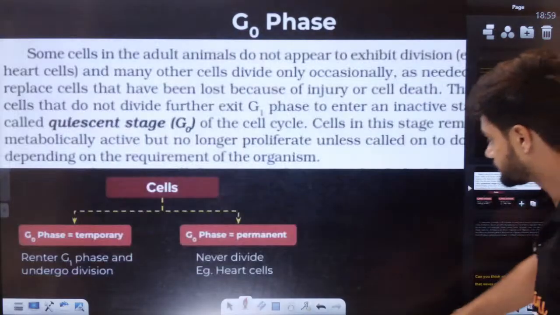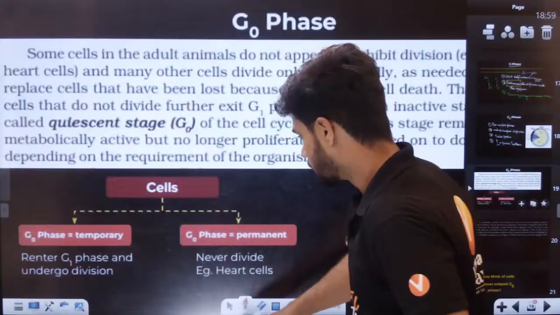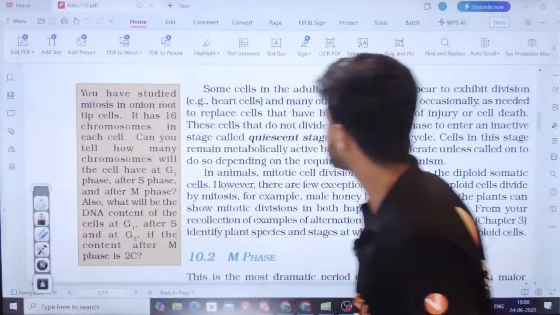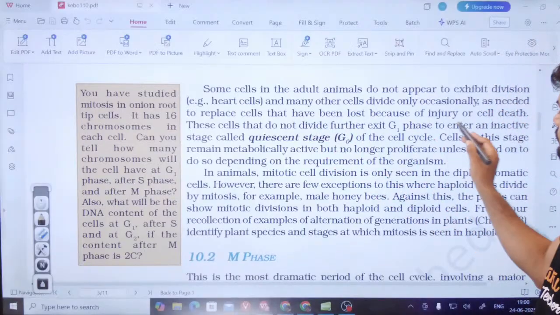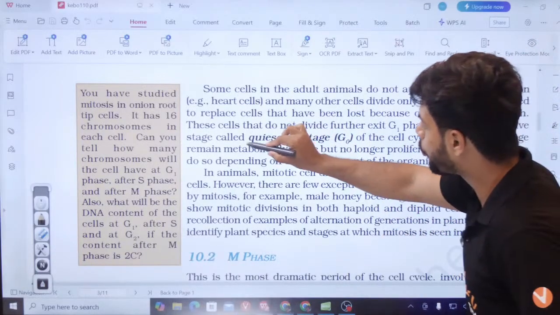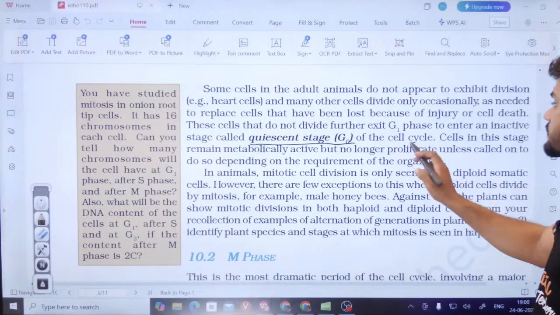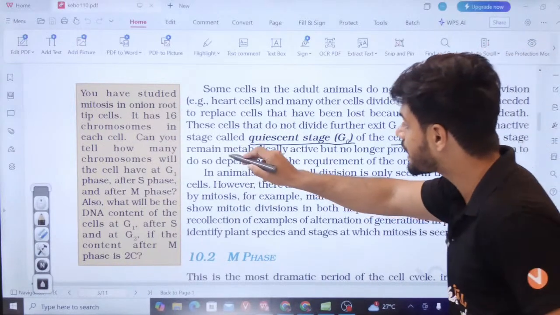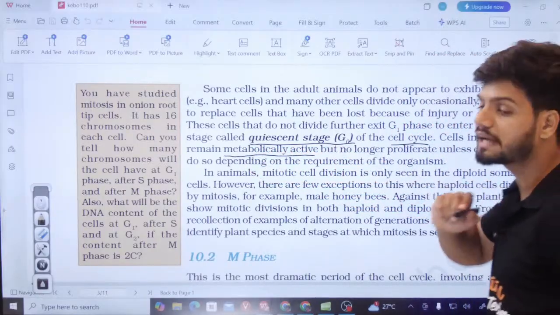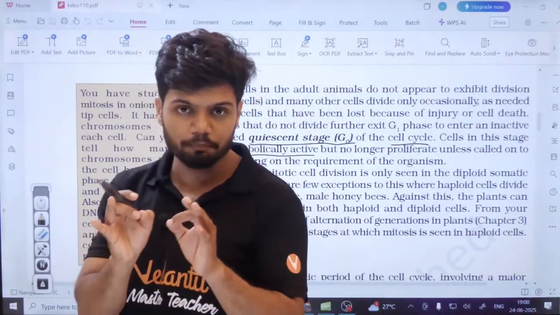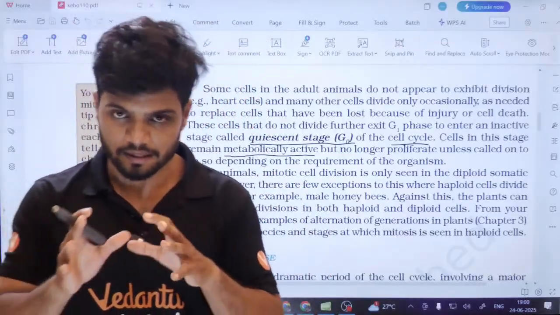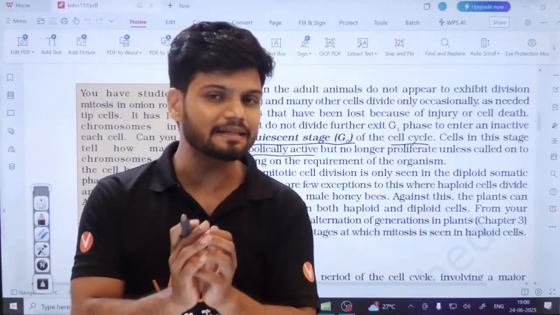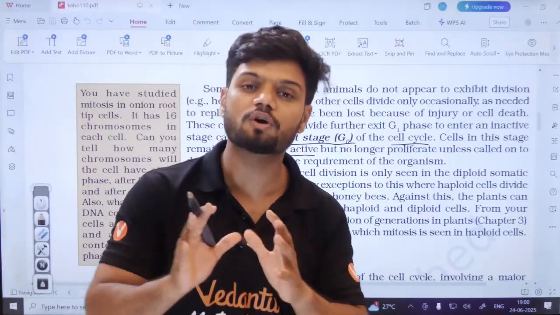Let's go back here. NCERT line, students. Cells that do not further divide exit the G1 phase to enter an inactive stage called the quiescent stage or G0 phase of the cell cycle. Now cells in this stage remain metabolically active. The most important line of NCERT is that the cells are entering an inactive stage called the quiescent stage or G0 stage.